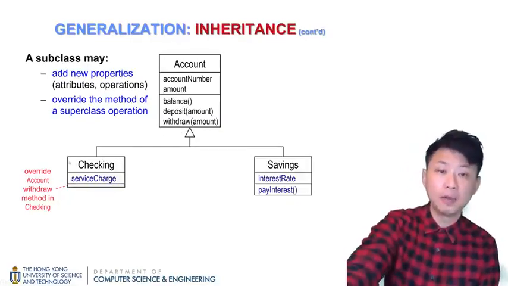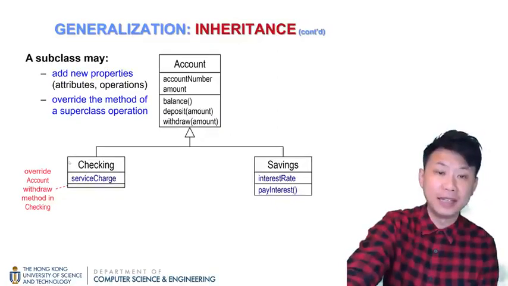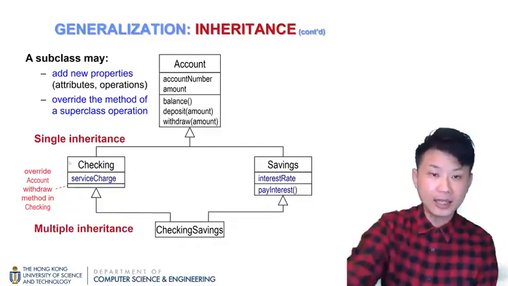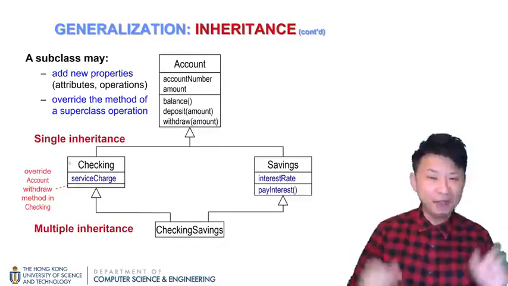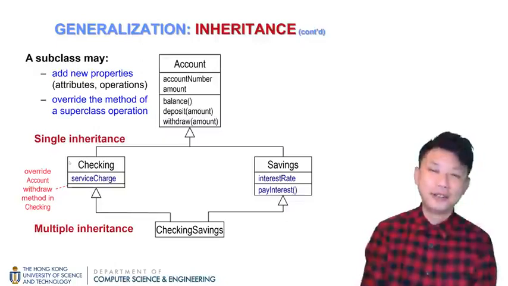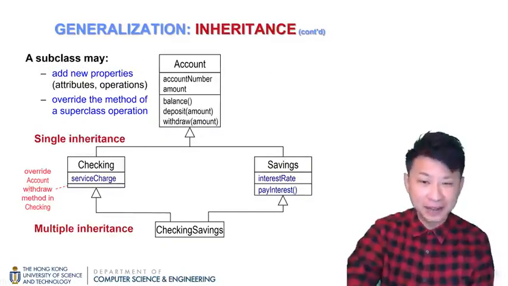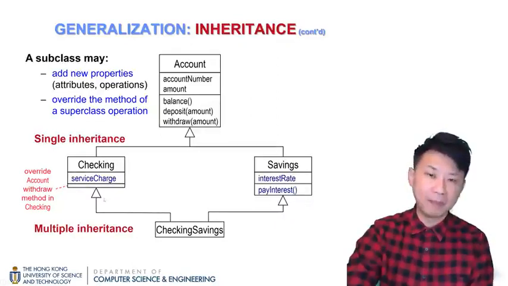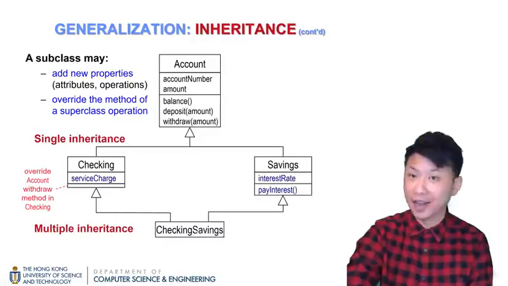Okay, and this is what we mean by overriding the method of a superclass operation. And this is what we mean by single inheritance, right? Then we can have multi-level inheritance, right? For example, let's say we have another type of account which is like checking and saving together. Then we can simply apply another level of inheritance, and then we say that we have checking and saving accounts.